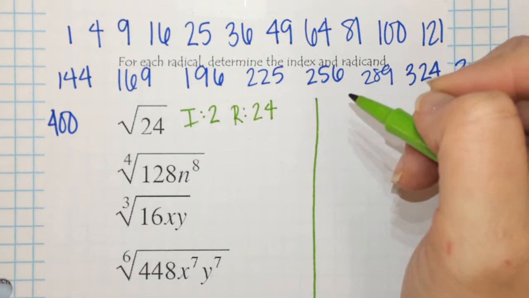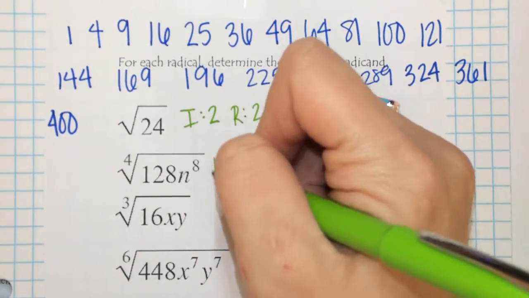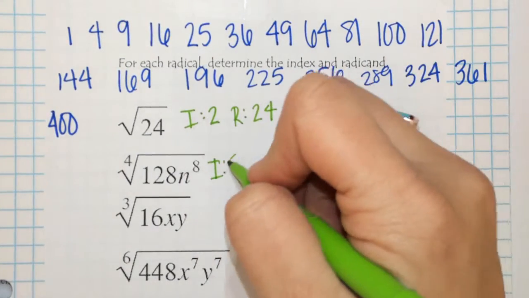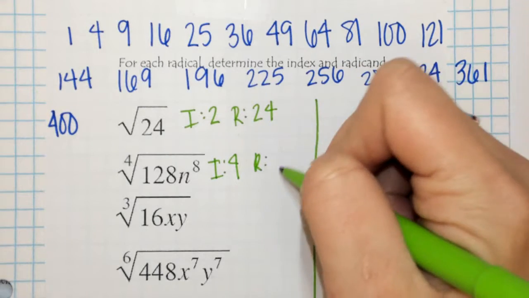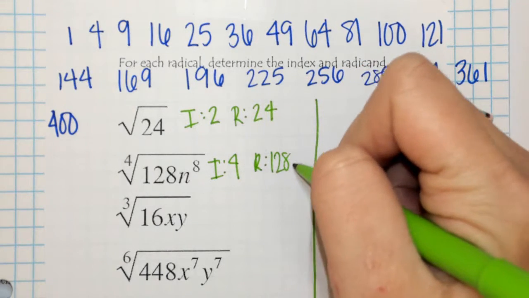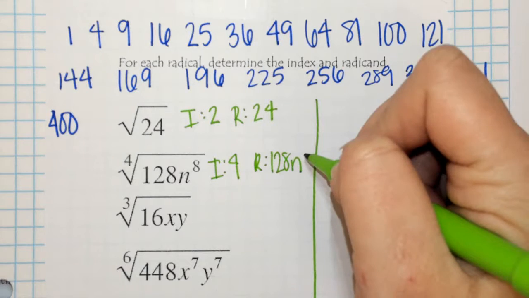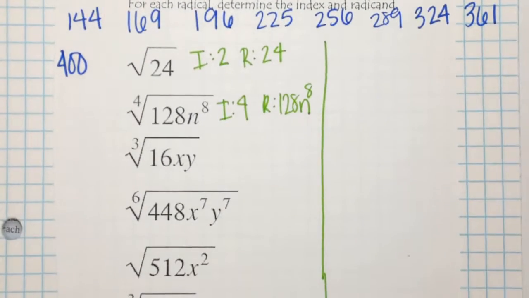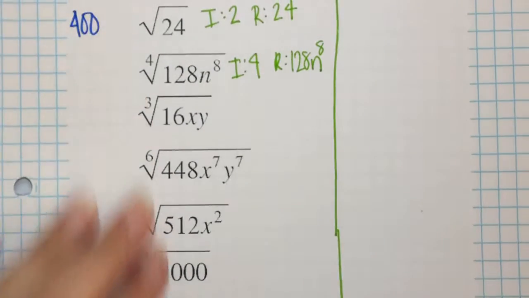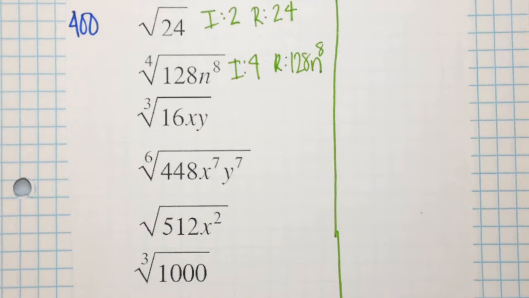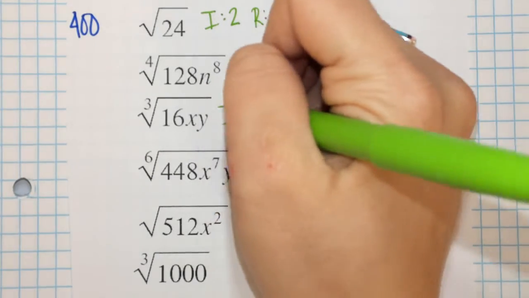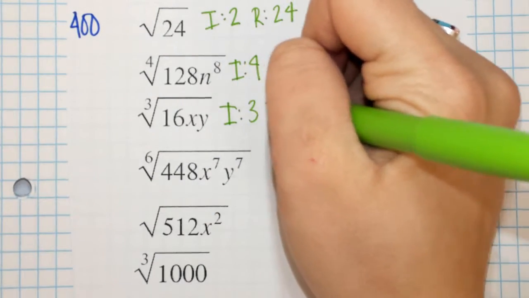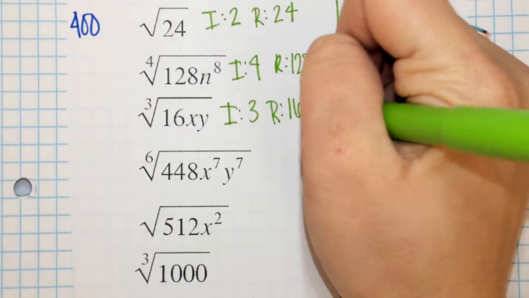Does everybody understand what we're doing now? Okay. What is your index here? And what is your radicand? 128 n to the 8th. Do you think you could do that for the rest of them without me? Okay. You want to do one more together just to be safe? Okay, what's your index of the next one? 3. And your radicand? 16xy.